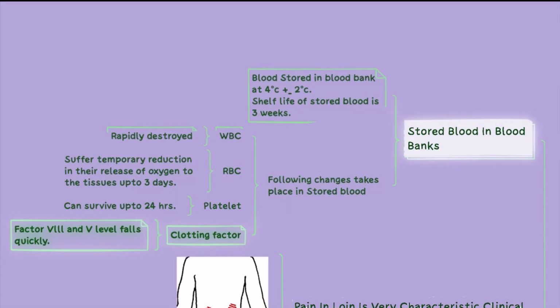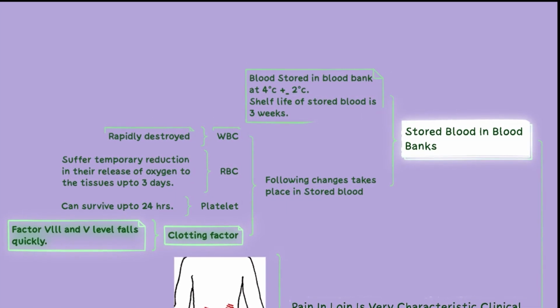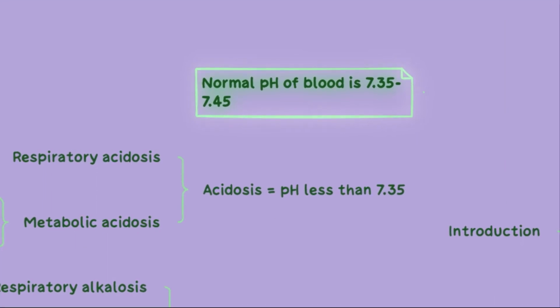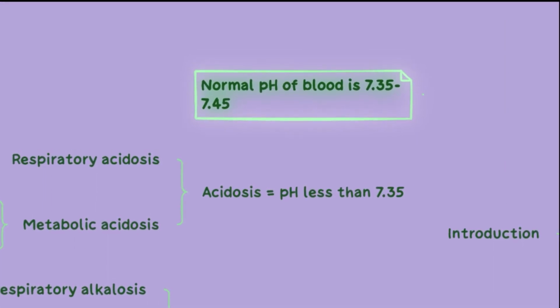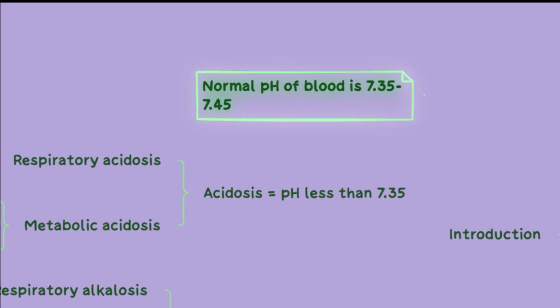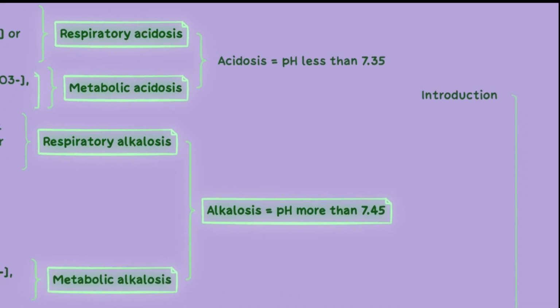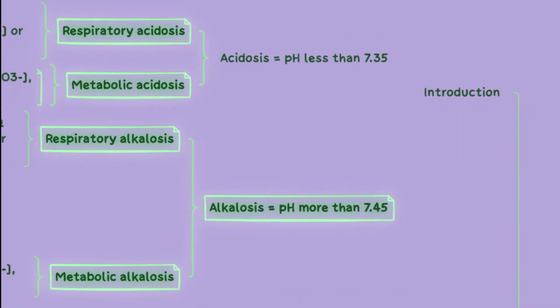Factor 8 and 5 levels fall quickly. Acid-base imbalance is another manifestation seen. As you know, they result from a deviation from the normal pH of blood, which is 7.35 to 7.45. These deviations cause acidosis or alkalosis, which are further categorized as respiratory or metabolic.